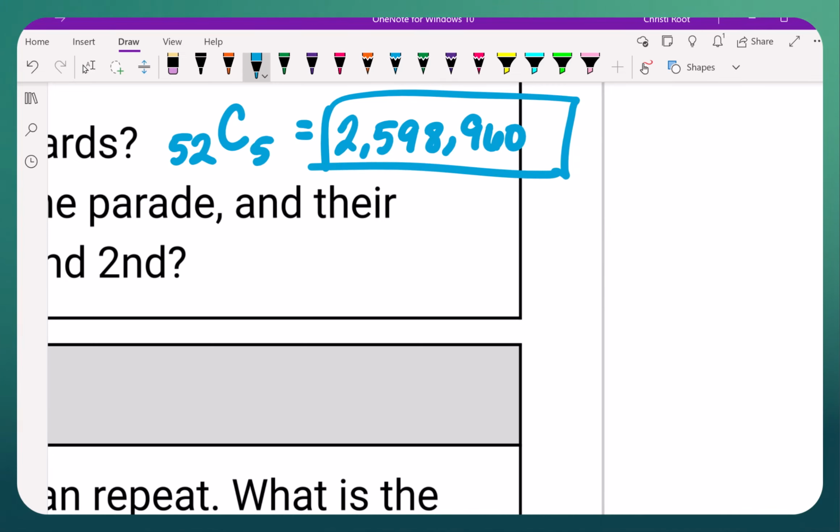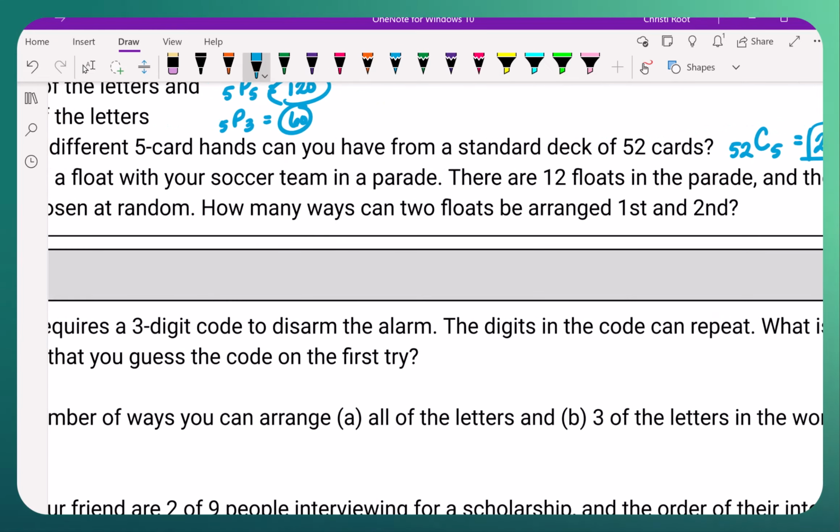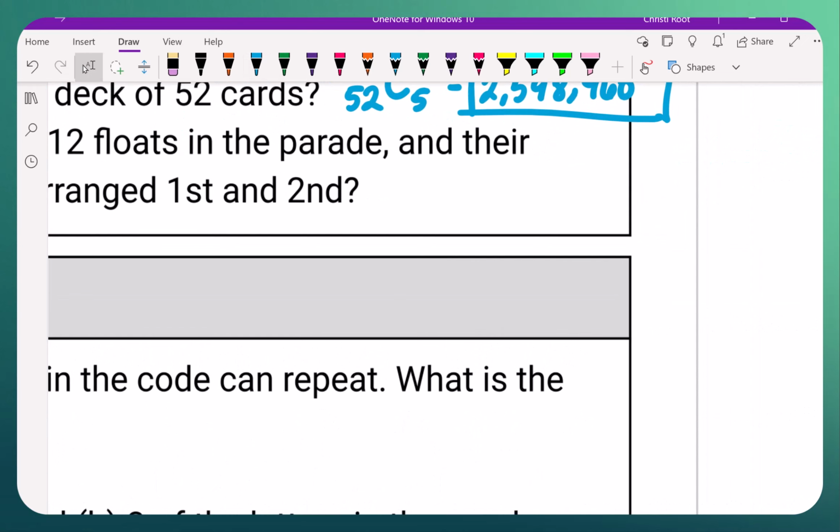And just double check and make sure that your answer is what I have on the screen. Okay, last one on the top. We've got 12 floats in a parade. We want to figure out how many different ways we can arrange first and second place. So I'm going to pick 2 from those 12. The P is when the order matters, and the C for combination is when your order doesn't matter. And you should wind up with 132.